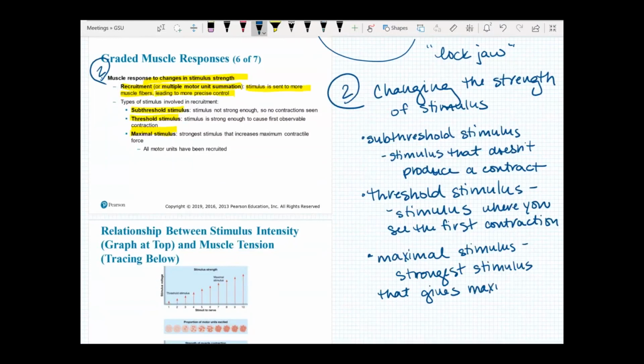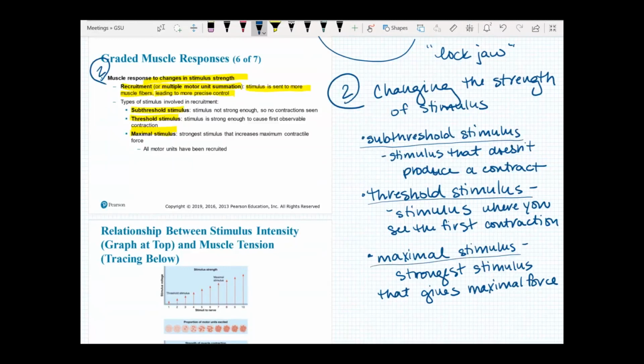So using my example of telling your child to put on their shoes, a sub-threshold stimulus is you whispering from the other room. It doesn't actually work. It doesn't produce a contraction. A threshold stimulus is you actually saying it the first time, and one of your kids understands and starts to actually do what you asked. There's movement. There's a contraction.